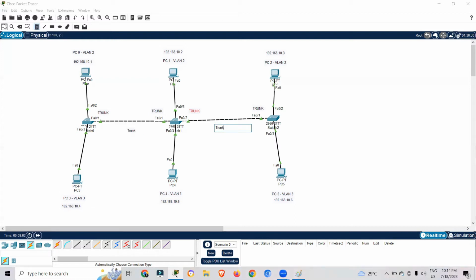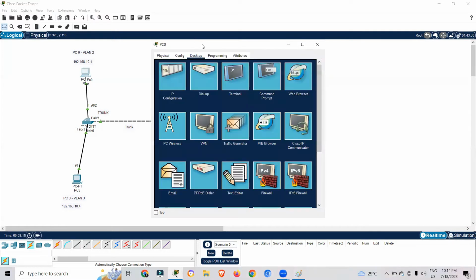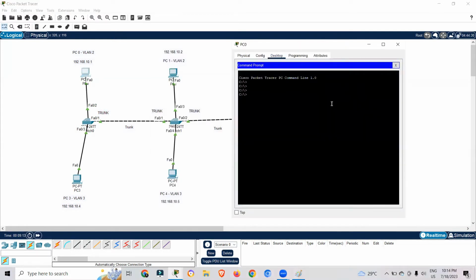Okay, everyone. This is the scenario like this. Now, still these are not trunk links. Let me try to communicate. Can these communicate or not? Let me ping 192.168.10.2. No, these are not pinging.